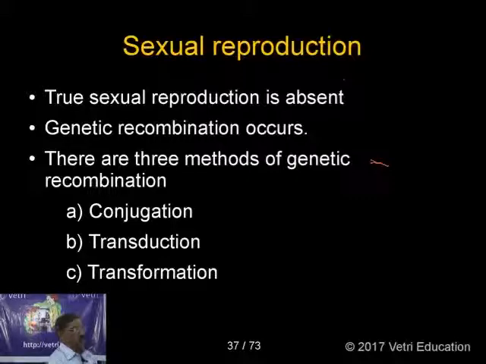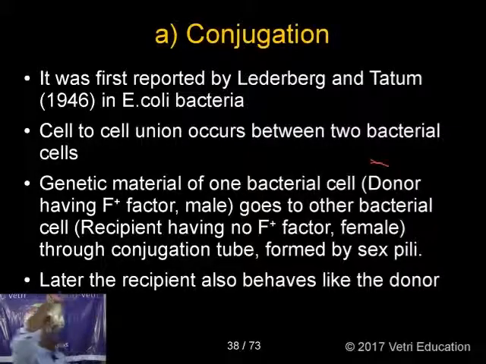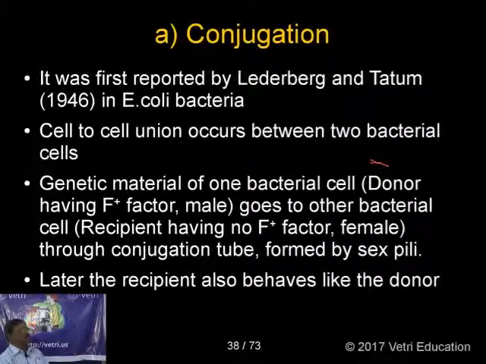Now let us see the conjugation. This conjugation process was first reported by Lederberg and Tatum in 1946 in E. coli bacteria, Escherichia coli bacteria. Cell-to-cell union occurs between two bacterial cells. When two bacteria come together, the donor bacterium has the sex pili, and the recipient bacterium does not have the sex pili.